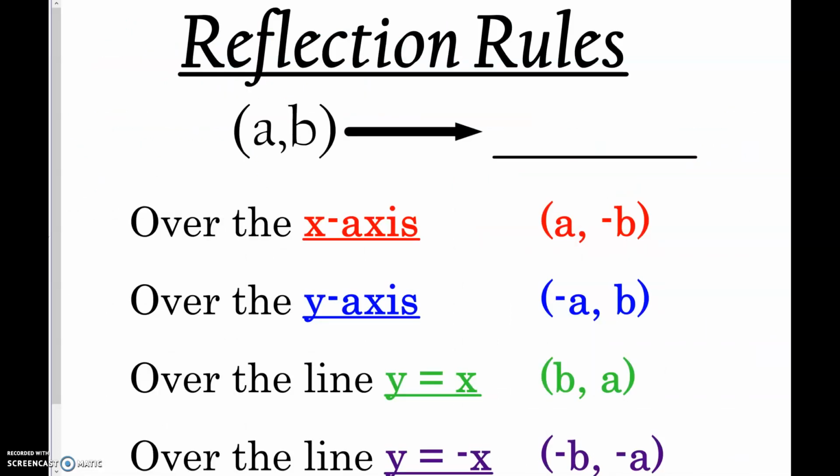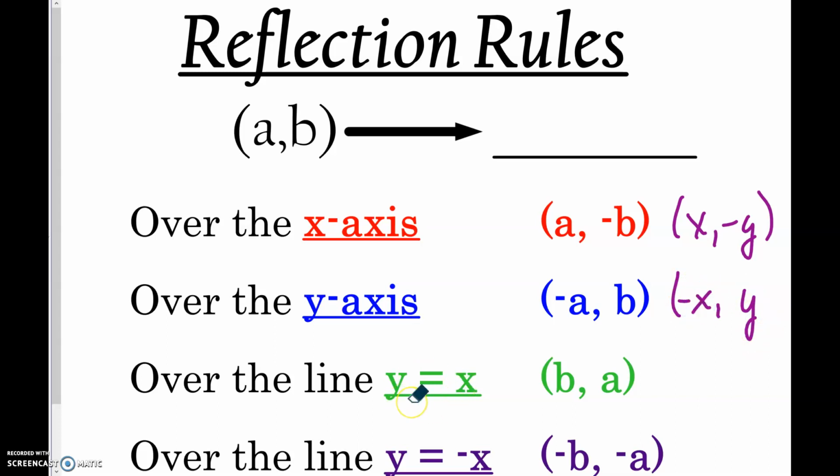All right, hopefully you guessed this. So this is what we said. When it's the x-axis, I wrote it with x's and y's. So I said x stays the same and we get the opposite of y.